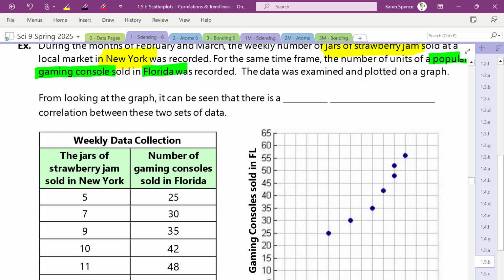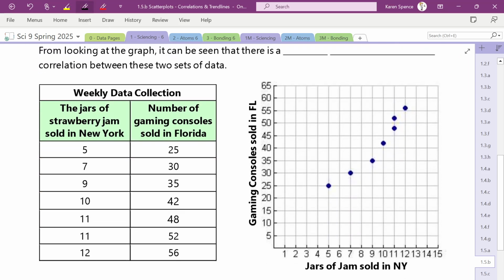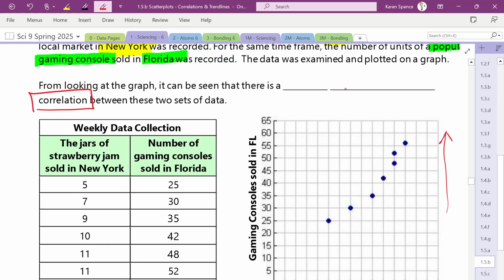If we look at the graph, here we have the jars of jam sold in New York. And as we go this way, that is increasing. What's happening to the number of gaming consoles sold as the number of jars of jam goes up? It's also increasing. Do we see a correlation here? Yes, there is a correlation. There is a what type of correlation? There is a positive correlation. And in fact, we could put another word in front of positive, strong or high.